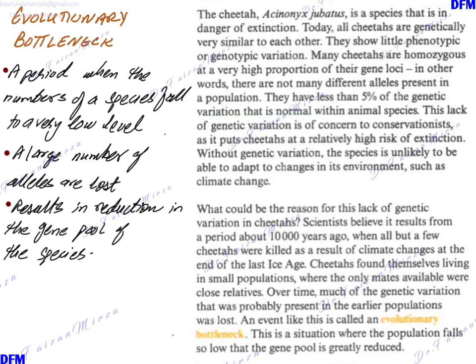So evolutionary bottleneck resulted in the cheetahs being very similar to one another. Today, all the cheetahs that we have globally are extremely similar to one another because of an evolutionary bottleneck that occurred sometime like 10,000 years ago.